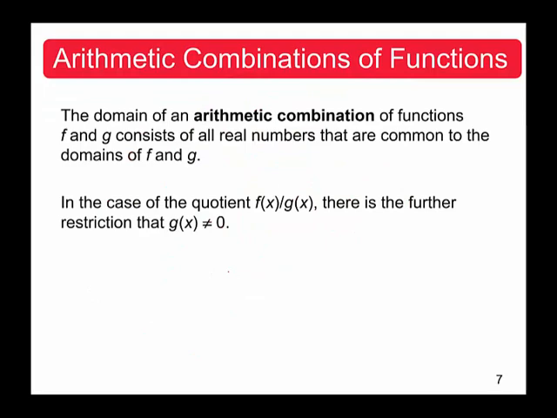And the domain of an arithmetic combination of functions f and g consists of all real numbers that are common to both the domains of f and g. It's like the intersection, right? So you're looking for the intersection of domains satisfying both f of x and g of x. In the case of the quotient f of x over g of x, there's the further restriction that g of x cannot be equal to 0. We want to make sure the function is defined, so we eliminate those x values that make the function undefined.